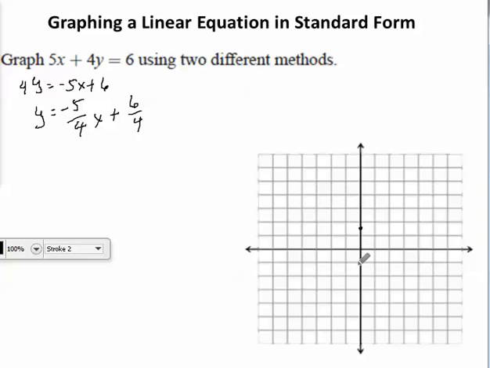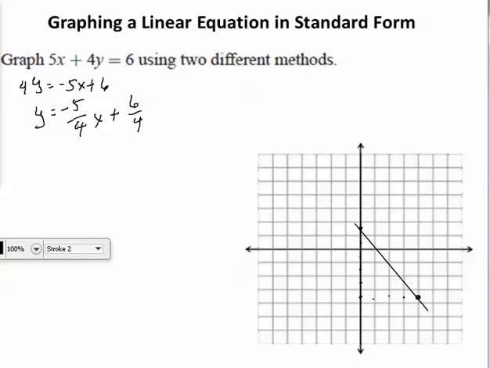Okay? My slope is negative 5 over 4, so I'm going to go down 5: 1, 2, 3, 4, 5. And I'm going to go over 4: 1, 2, 3, 4. There's my other point, and I'll draw my line between those 2. Just like that. Okay? Well, let's look at another way of doing this one.